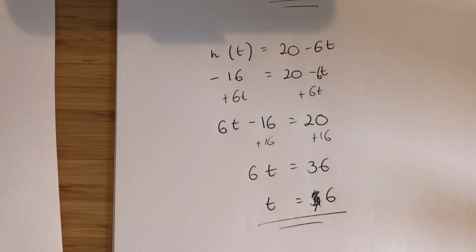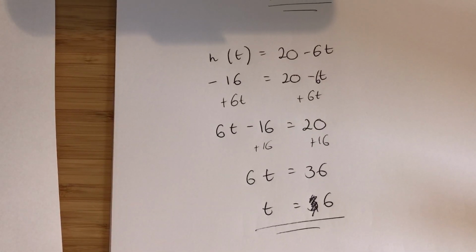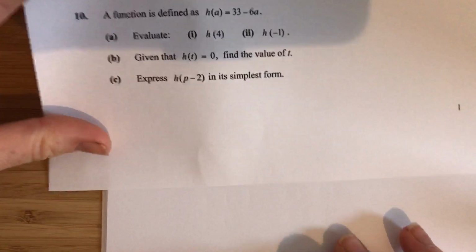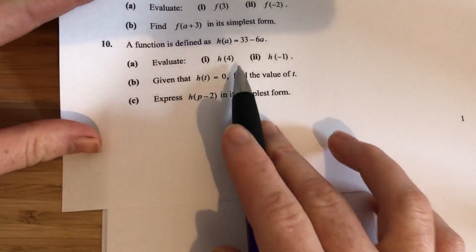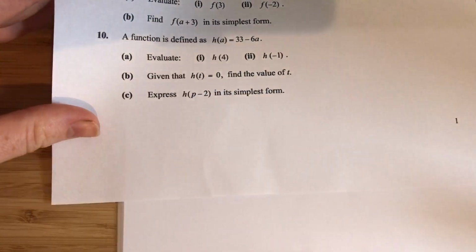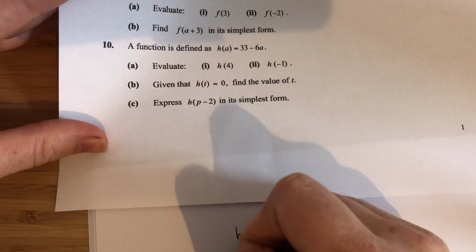Right, I'm going to do one more question, which is the last one on the practice worksheet. So it's actually got a few different parts to it. So we'll work through the entire thing. It says a function is defined as h of a equals 33 minus 6a. So I'm just going to write down that function.